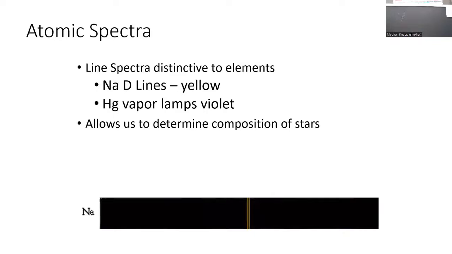Similarly, if I have a mercury vapor lamp, so street lamps tend to be either sodium or mercury. The sodium ones kind of have a purple glow around the outside. Their spectrum would have a lot of purple lines. Okay, so the big picture here is that each element has a unique set of colored lines.